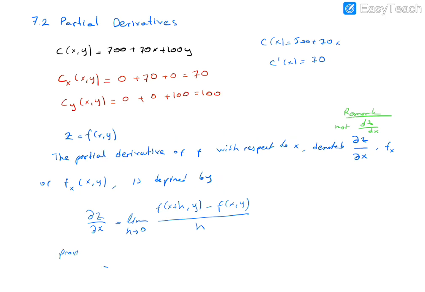Provided that the limit exists, you can recognize, as I said, this formula as the ordinary derivative of f with respect to x holding y constant. So we can continue to use all the derivative rules and properties which were discussed in the first two chapters, I don't remember, some chapters in the first week, and apply them to partial derivatives.